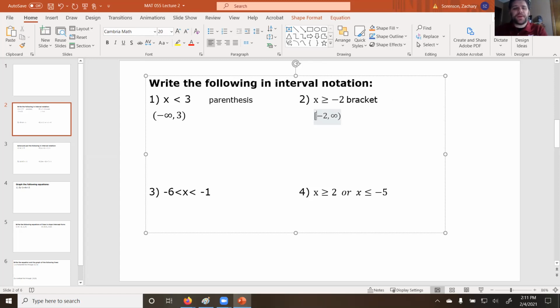How are we feeling about that? It's weird. We're going to do more examples, but this is kind of just an intro. How are we feeling so far about interval notation? Cool.